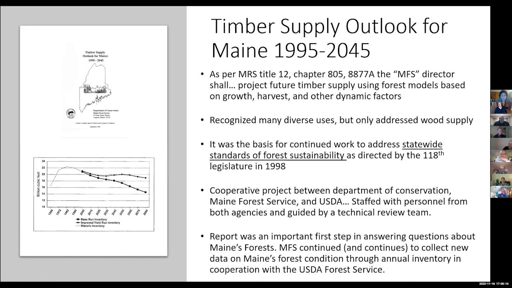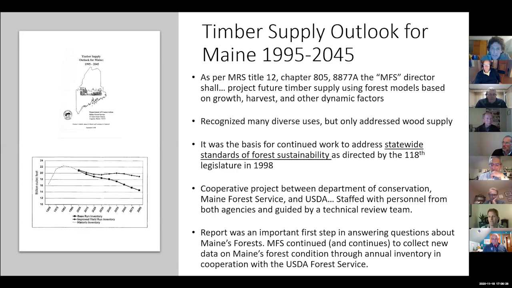So here we are, timber supply outlook for Maine 1995 to 2045. Is that what you see now? Got it. We do. Okay, good. And so these are the projections that Ken showed for their base run and their improved yield run inventory. So again, we have the statute. These are some things that I pulled out of the report. They recognize many diverse uses, but only addressed wood supply. I think we want to start really thinking about other items besides just wood supply, carbon, and other factors.